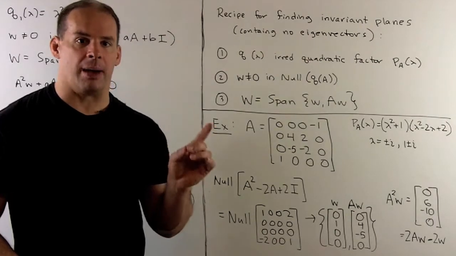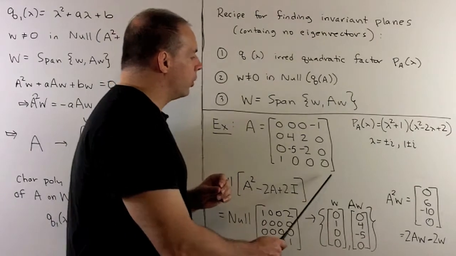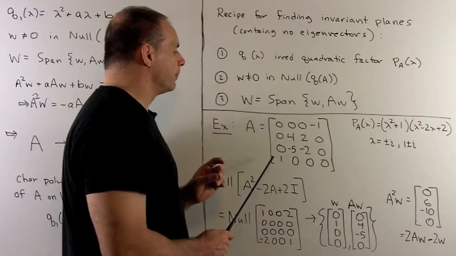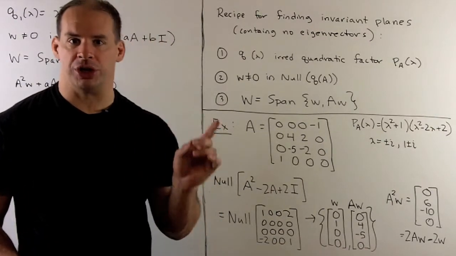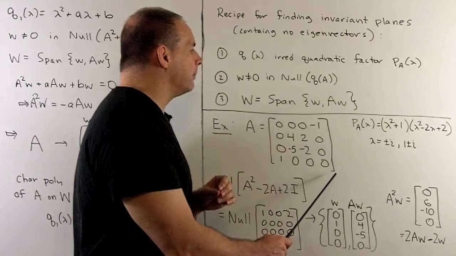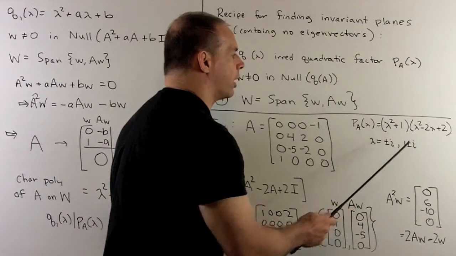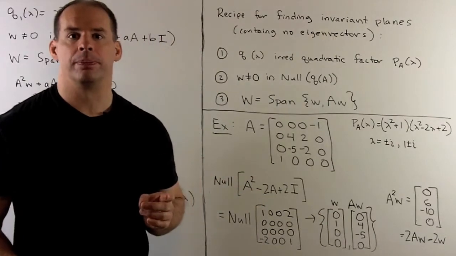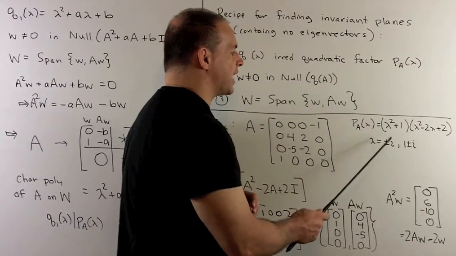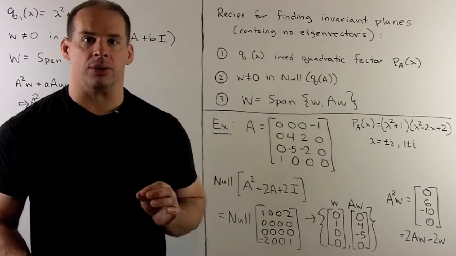For a concrete example, let's consider the following A. Note, you can get 2 invariant planes just by observation, but we want to push this through the machinery. So we find the characteristic polynomial of our A. That'll factor into lambda squared plus 1 times lambda squared minus 2 lambda plus 2. Here, our eigenvalues are going to be plus or minus i, 1 plus or minus i. So we have no real eigenvalues.